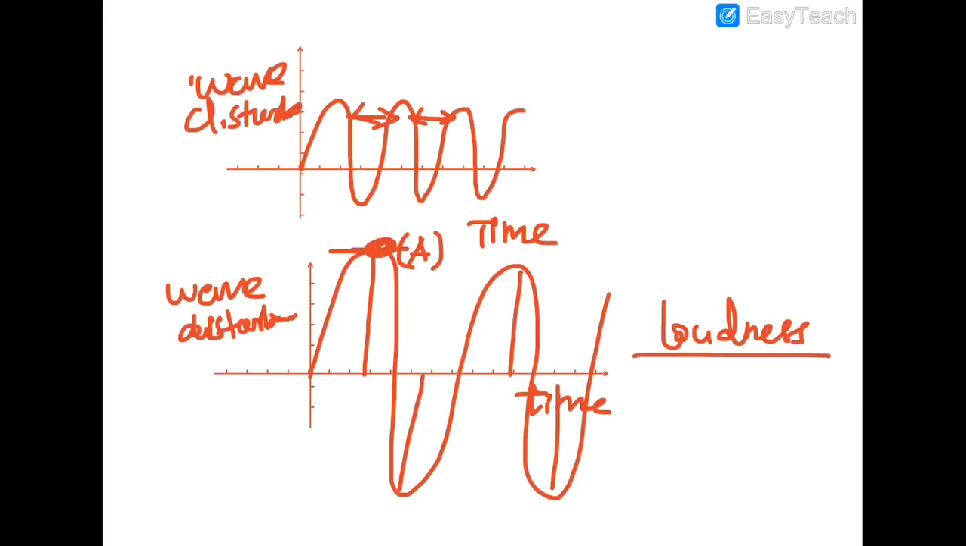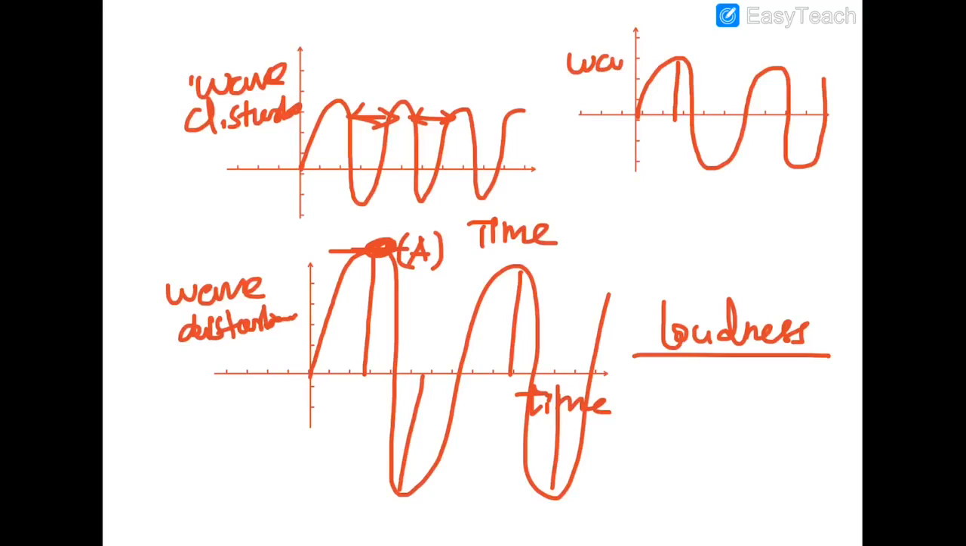If you draw one more graph, with the y-axis as wave disturbance and time on the x-axis, the distance from the mean position to the maximum level will be very less compared to this case. That means this is called your softness.